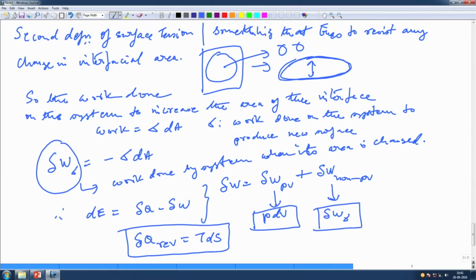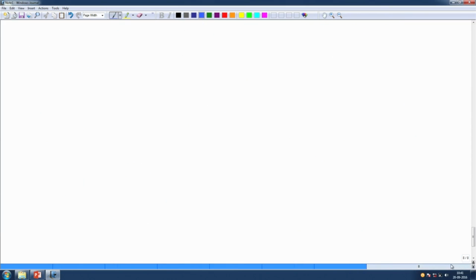So, what we have learnt on this page is that the alternative definition of surface tension is that it is something that tries to resist any change in interfacial area. Now, the work that is done to create new area is given by sigma dA. This work is done by the system when its area is changed, and since dA is negative, because the work is done by the system, we take a negative sign to make it positive essentially. So, that is the definition that we have. Now, let us look at the reversible process.